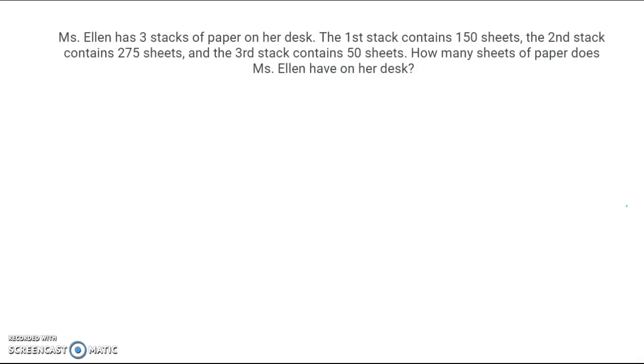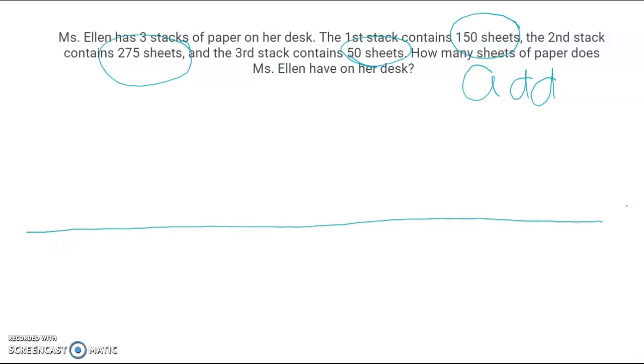Well, I know she has 3 stacks of papers, and I can see this first stack has 150 sheets, her second stack has 275, and her third has 50. And when I'm looking at it, I want to see how many sheets of paper. So that means I want to know all of her sheets of paper. So I know I am adding in this problem. I'm going to go ahead and draw my number line to help me represent this problem.